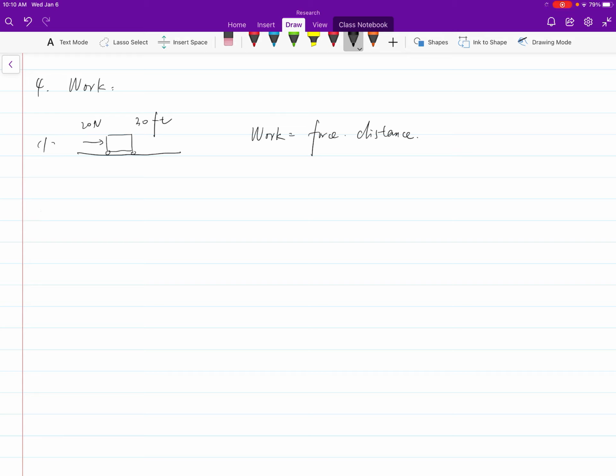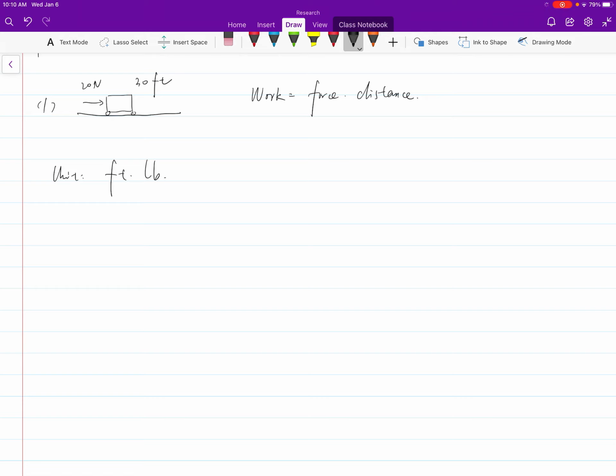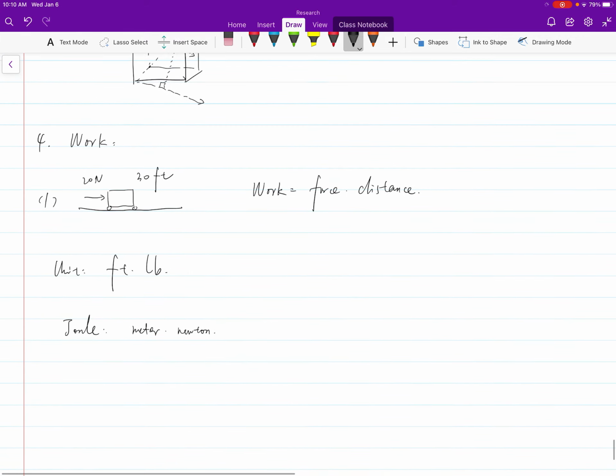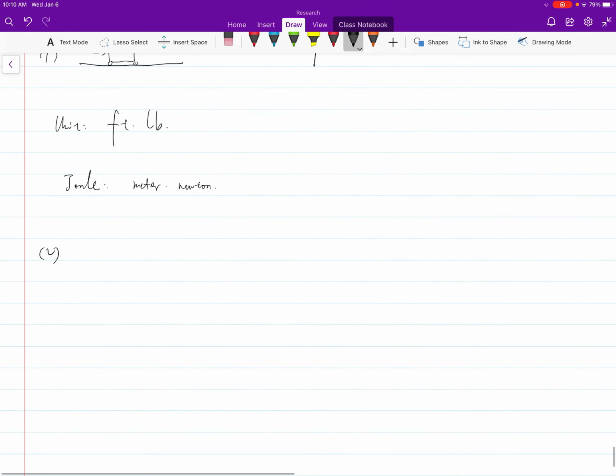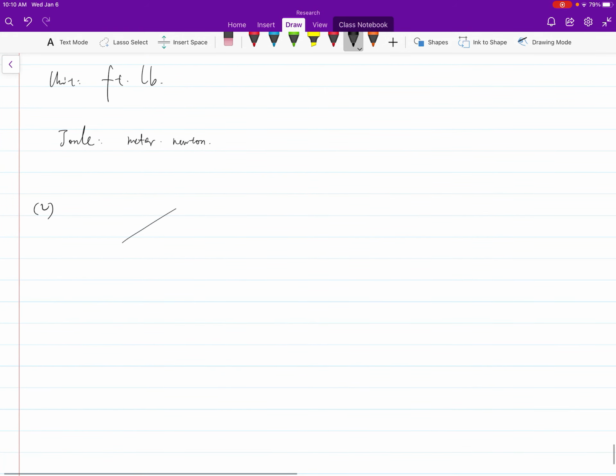The unit we can use is foot times pound if you use pounds and feet. But the standard international metric unit is going to be the joule, which is meter for distance and Newton for force. Okay, let me write it down. Meter times Newton for force. Depending on which unit you're using, you are going to have different numbers. Okay, so that's the work, something we knew before. Now things become interesting.